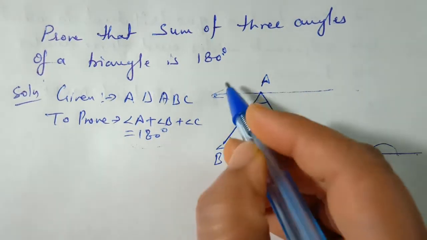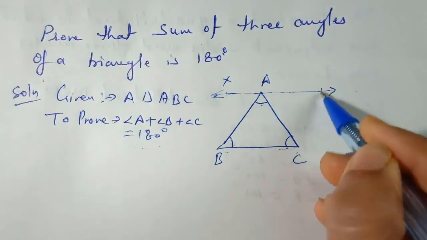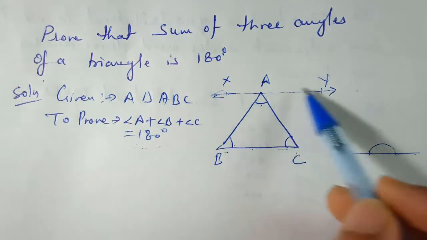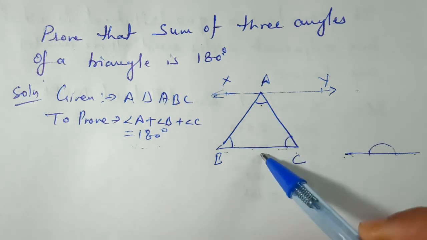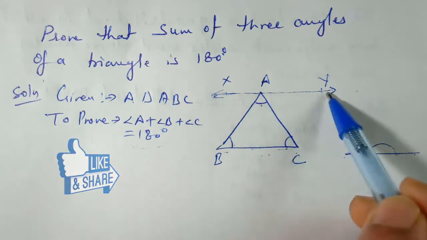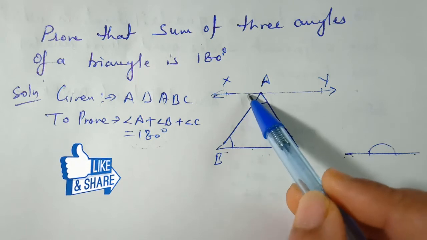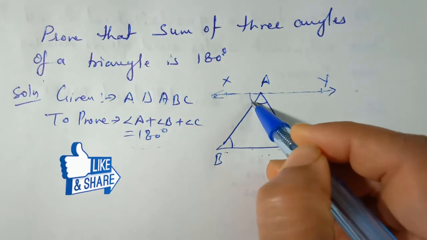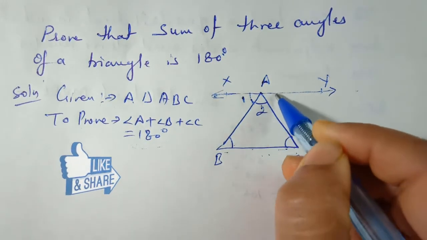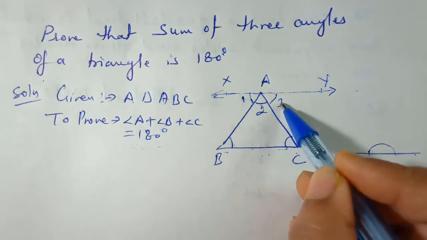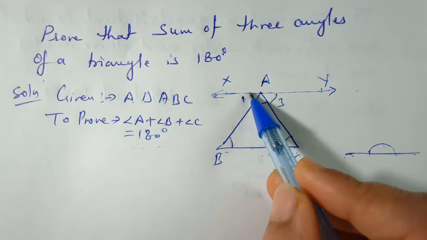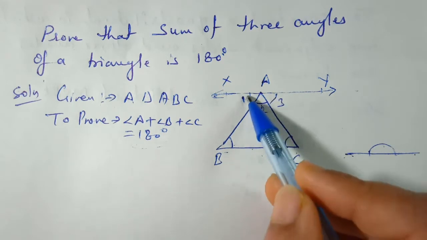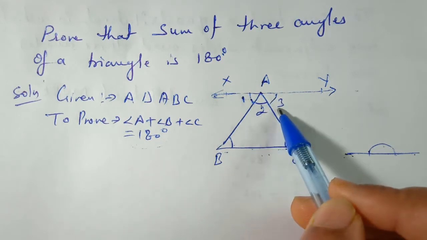Let the line be named XY. We have to draw a line XY parallel to BC. Since this line is passing through the point A, three angles are forming: 1, 2 and 3. The sum of these three angles will be equal to 180 degrees, because we know that the angles on a straight line are 180 degrees.